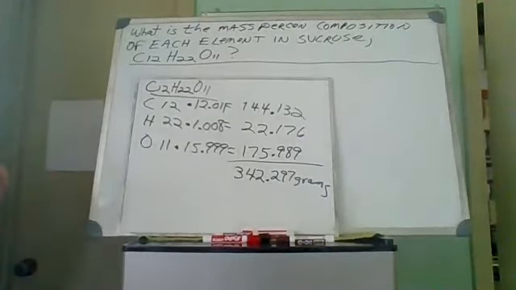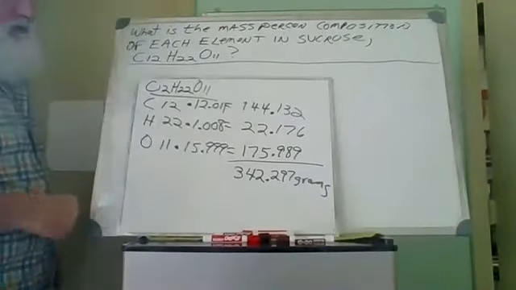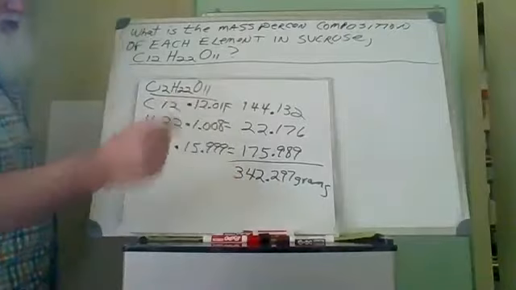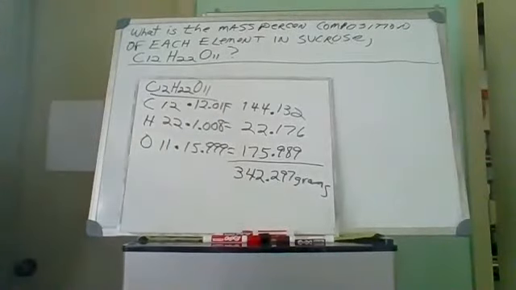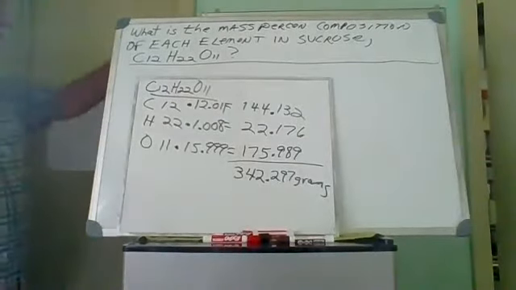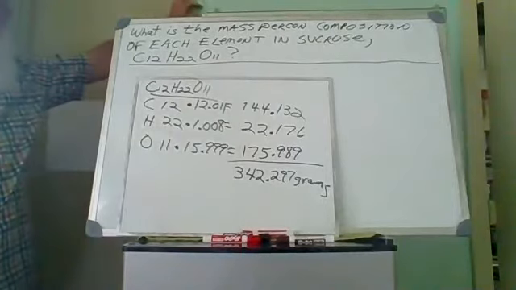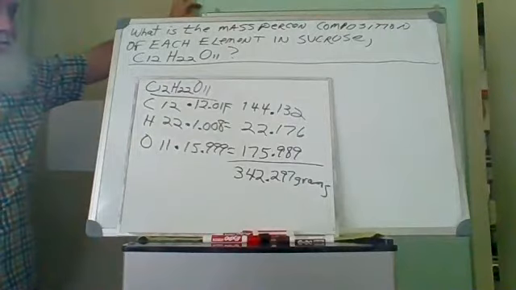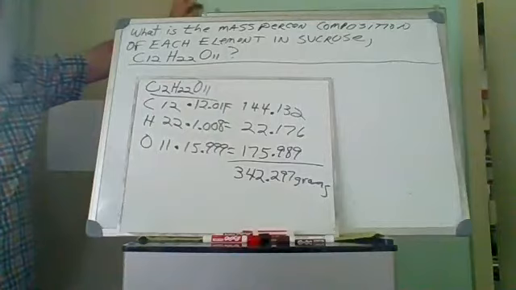Okay. So the carbon mass percent composition is just the 144 divided by the molar mass times 100%, and likewise for the hydrogen and the oxygen. We'll give you a moment to copy this down. When you have it, please give a thumbs up just so we know you're finished.